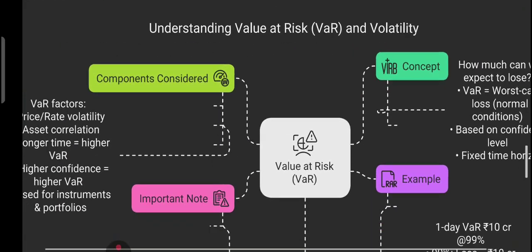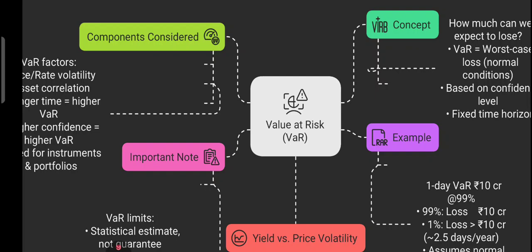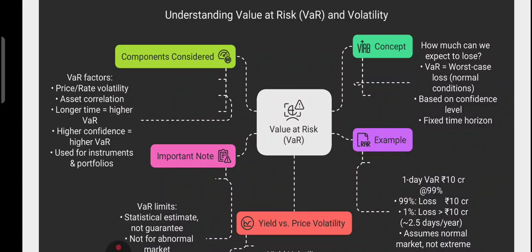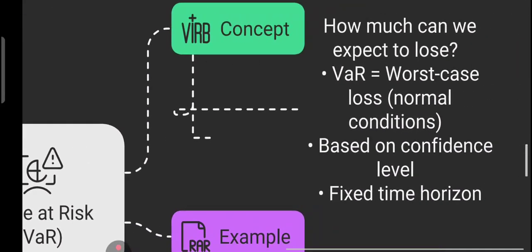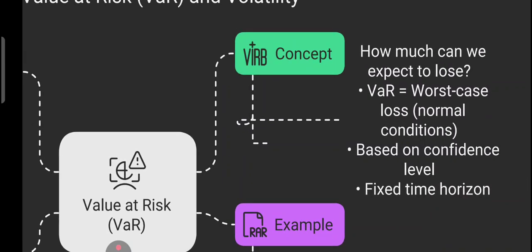Now friends, let's look at VAR, value at risk, a very important aspect from where questions are asked. Try to understand every aspect of it. So friends, VAR is like a risk thermometer. It tells us the maximum expected loss, right? So here you can see the concept. It tells us how much maximum loss you can expect under normal market conditions over a fixed time frame and with a certain level of confidence.